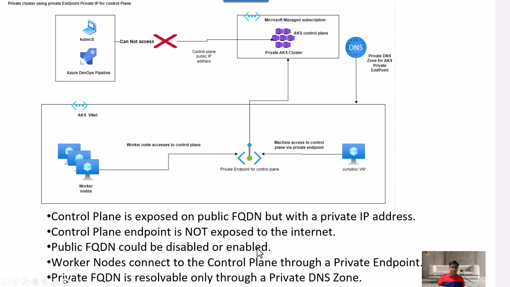The public FQDN could be disabled or enabled. There is a public FQDN, but you should disable it because you don't want to expose it outside. The worker node can always connect to the control plane through a private endpoint. Another thing you need to understand is that the private FQDN is resolvable only through the private DNS zone, which is here on the right side. So this private FQDN is resolved through the private DNS.